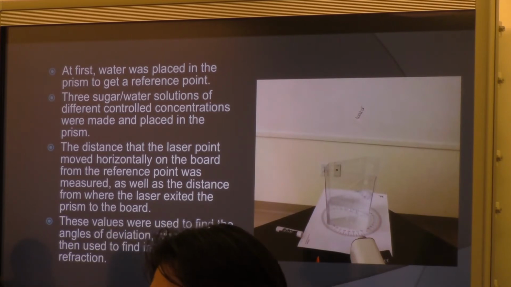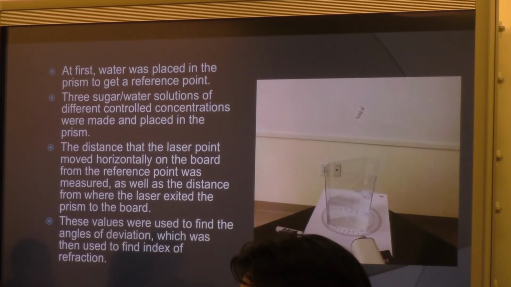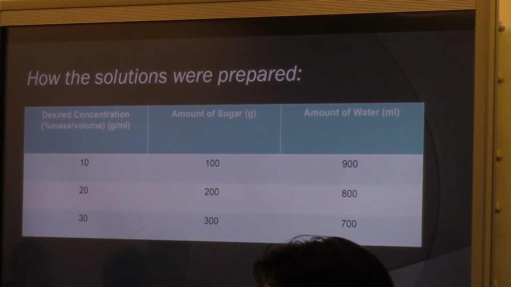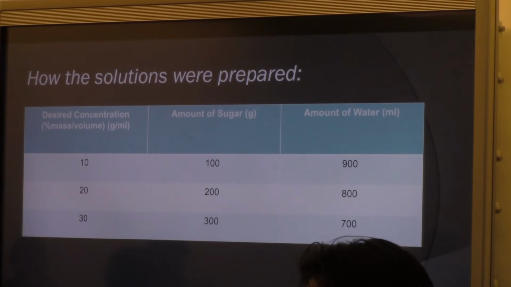You can see how the point will shift as we put sugar in the water that's in the prism right now. And then this is just how we prepared the solution. So we did a 10% concentration, a 20% concentration, and a 30% concentration. So we did 100 grams of sugar, 200 grams of sugar, and then 300, and then it was a total of 1,000 for each solution. We averaged probably about 120 packets of sugar from the cafe. We may or may not have stolen. Yeah.